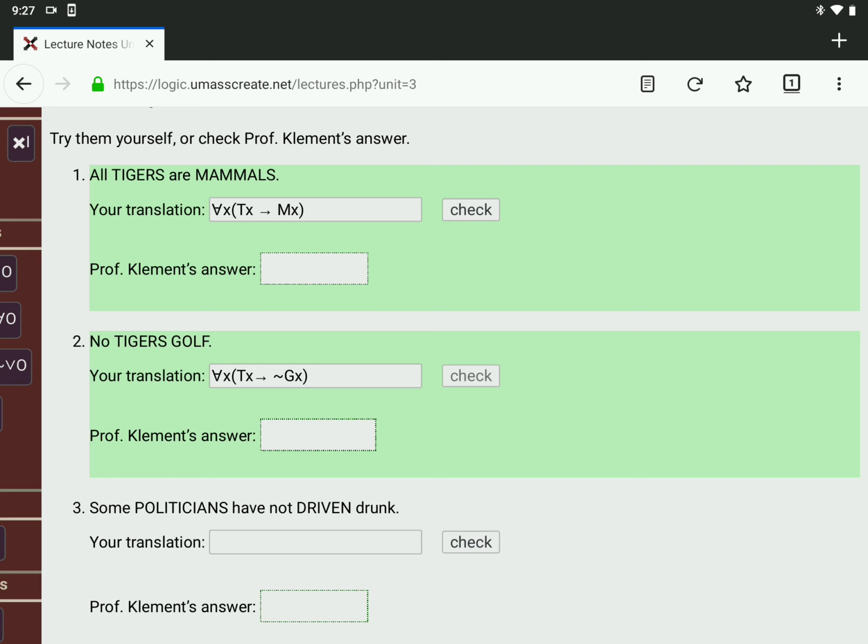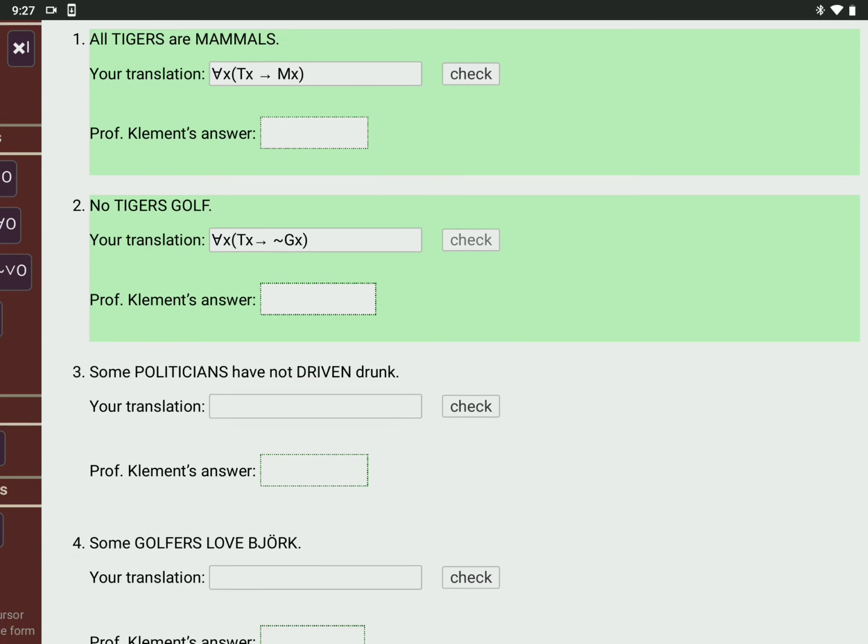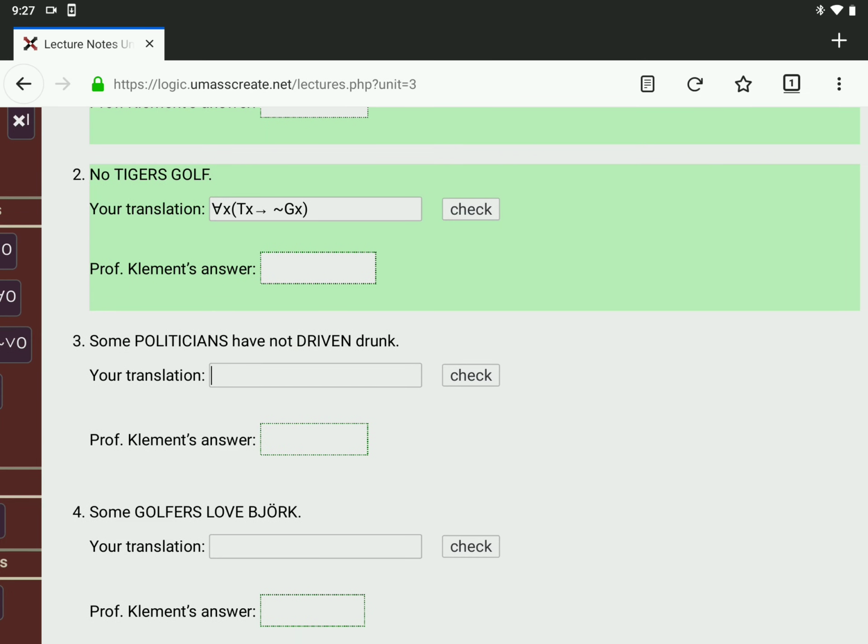Of course, there is a tiger, lowercase t, the name of a specific individual who plays golf, but we're here talking about tigers in general. For all values of x, if x is a tiger, then x does not golf. "Some politicians have not driven drunk." Now this is a some statement, so we're going to do it with the backward E. Again, on the computer, we type a forward E that will change into a backward E. There is a value of x, where x is a politician, and it's not true that x has driven drunk.